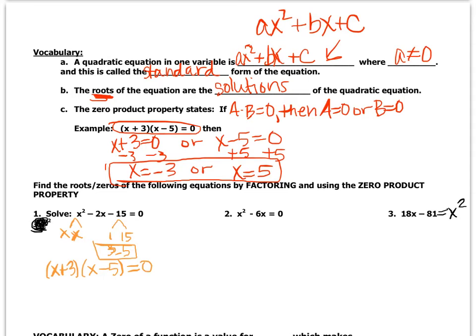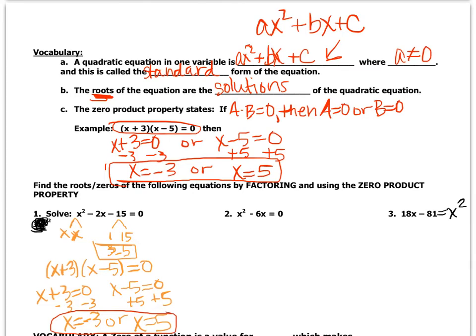Okay. Now I need to split those up. I need to use my zero product property to find the roots. So I can say x plus 3 equals 0, or x minus 5 equals 0. If I subtract 3 from both, I have x equals negative 3. 0 minus 3 is negative 3. Or, if I add 5 to both of these, x equals positive 5. So my two solutions are right there, negative 3 and positive 5. Those are my two solutions, or in other words, my two roots.